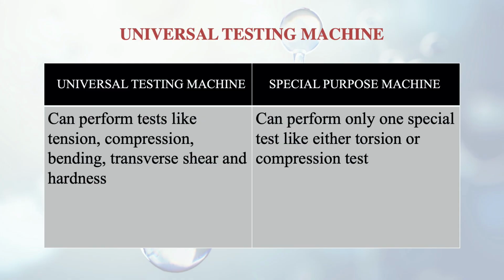So now we will discuss the universal testing machine. This is a very important machine which is used in the mechanical workshops, and it can do many types of activities. Like earlier we discussed the simple tension test machine. So this universal testing machine can do the simple tension test as well as the compression test. So what it can do, now we discuss. It can perform tests like tension, compression, bending, transverse shear and hardness. Whereas any special machine can perform only one special test like either the torsion or the compression test.